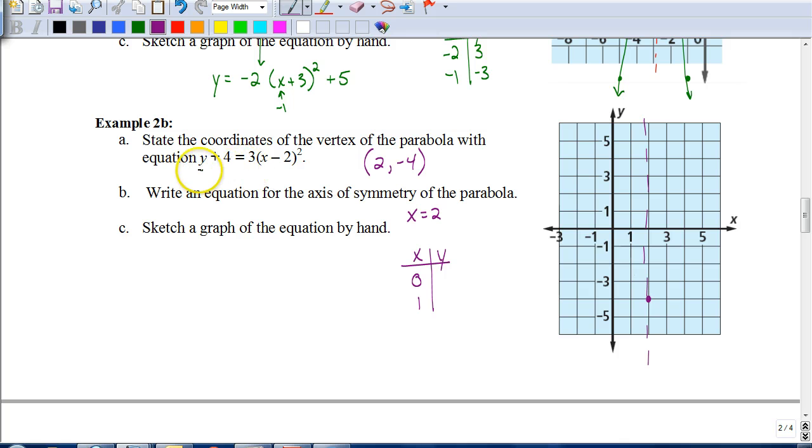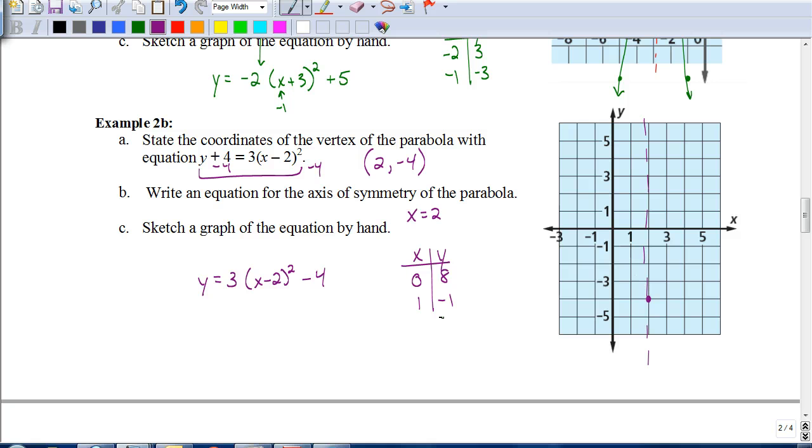I'm going to put those numbers into this equation. So it's going to be y equals, because I'm going to get the 4 on the other side by subtracting 4, so it's going to be minus 4. So I put 0 in here for x. 0 minus 2 is negative 2. Square it gives me 4. Times 3 is 12. 12 minus 4 is 8. Put 1 in here. 1 minus 2 is negative 1. Square negative 1, well, that's a positive 1 times 3 is 3. And 3 minus 4 is a negative 1.